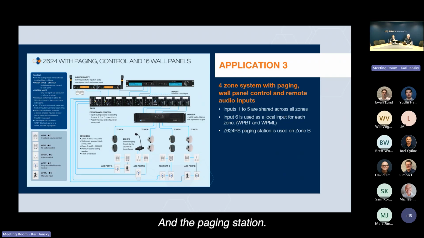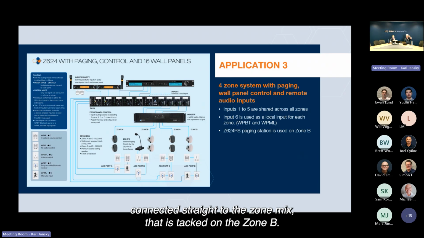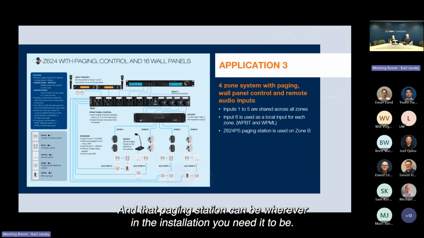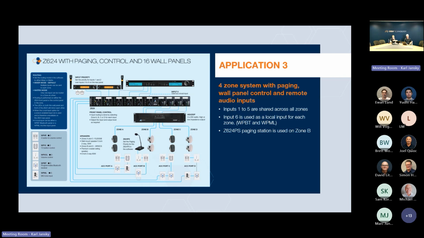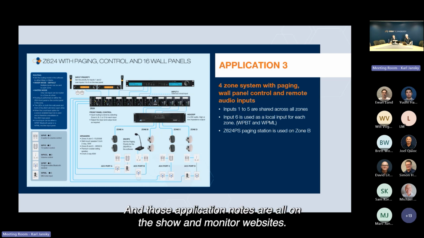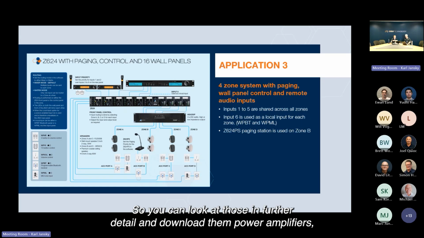And the paging station, as you can see there, instead of the previous example showing it connected straight to the zone mix, is tacked onto zone B, and that paging station can be wherever in the installation you need it to be, and it will then allow you to page and do announcements throughout the whole installation. Thank you. And those application notes are all on the Australian Monitor website, so you can look at those in further detail and download them.